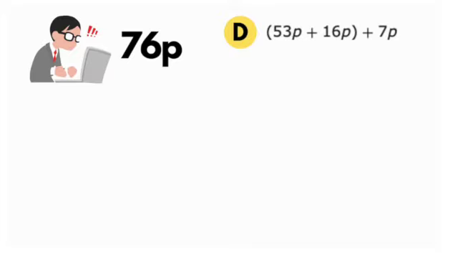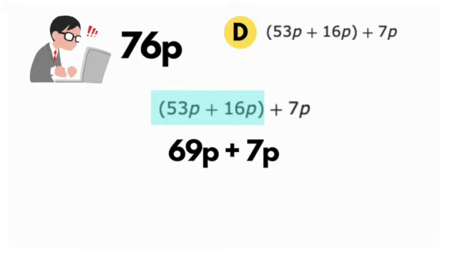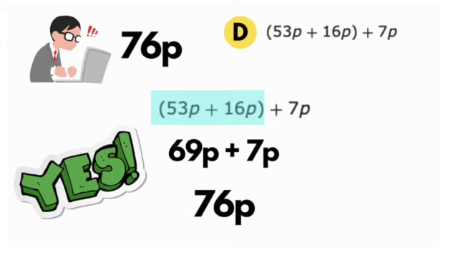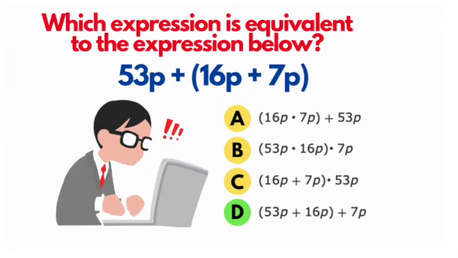And finally, D, 53p plus 16p plus 7p. We can add the parentheses together first. 53p plus 16p is 69p, plus 7p. Add those together, we get 76p. That matches our answer. So, in this problem, which expression is equivalent to the expression below? D, the value of 53p plus 16p plus 7p.